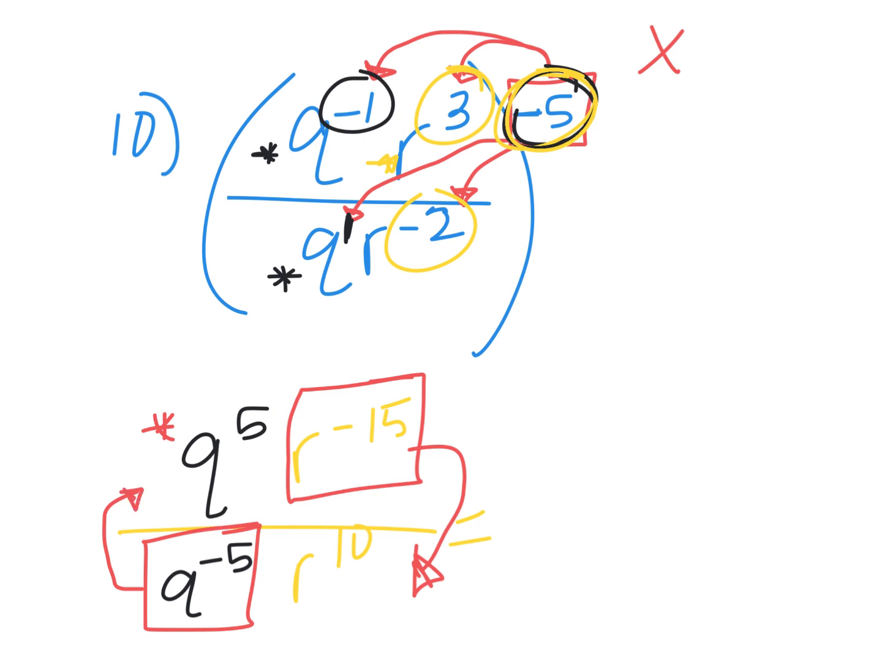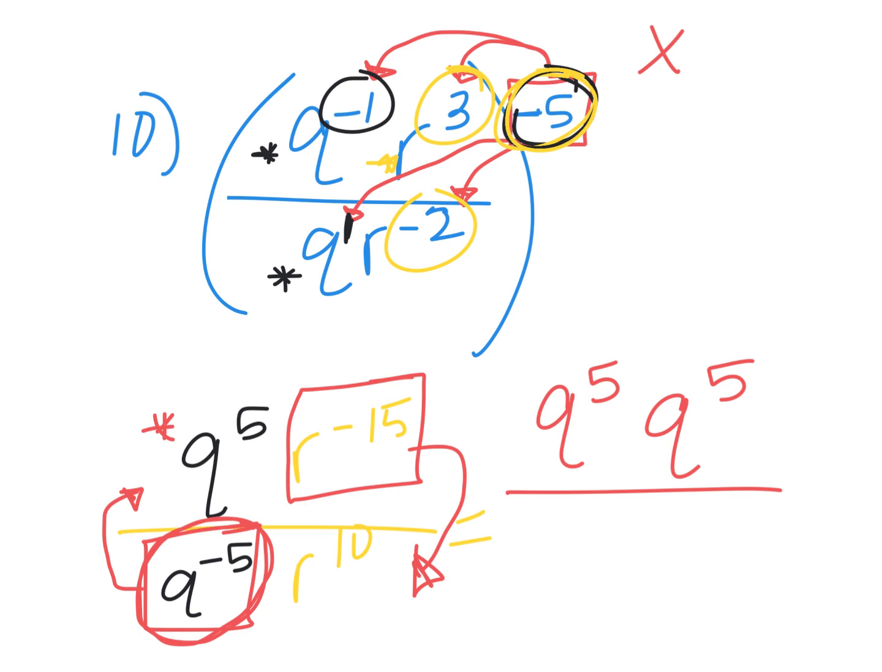So let's rewrite this before we try to combine. I have my q to the 5th, which I already have, and then this q to the -5th is going to become q to the 5th as well, because remember, once we switch it up, it's a positive exponent. Then we still have r to the 10th down here, and then r to the -15th is going to become r to the positive 15th.